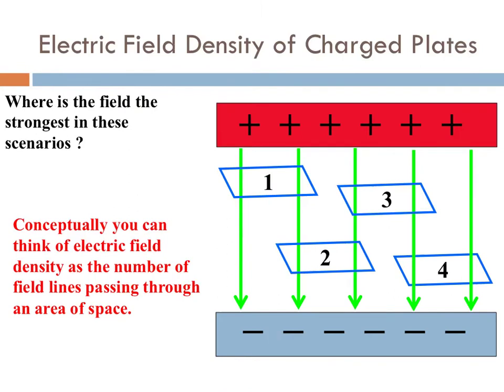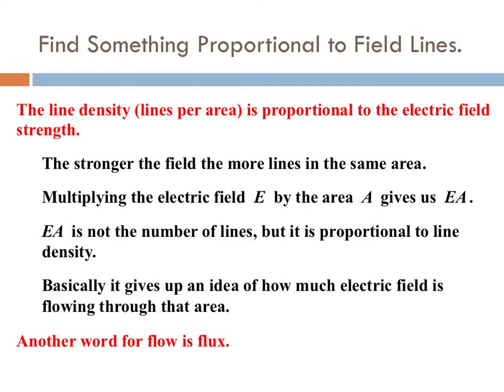In this example, we're asked to solve for where the electric field is strongest. Well, because the same amount of electric field lines go through the same area, then the electric field is the same in all four areas. So conceptually, you can think of the electric field density as the number of field lines passing through an area of space. Now, the line density, or the lines per area, is proportional to the electric field strength. Again, the stronger the field, the more lines in the same area.